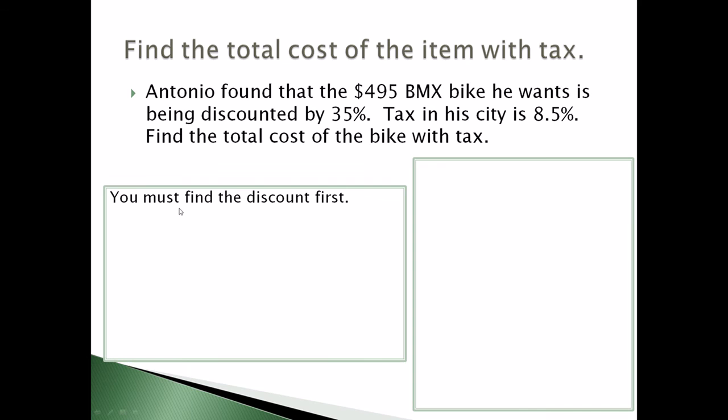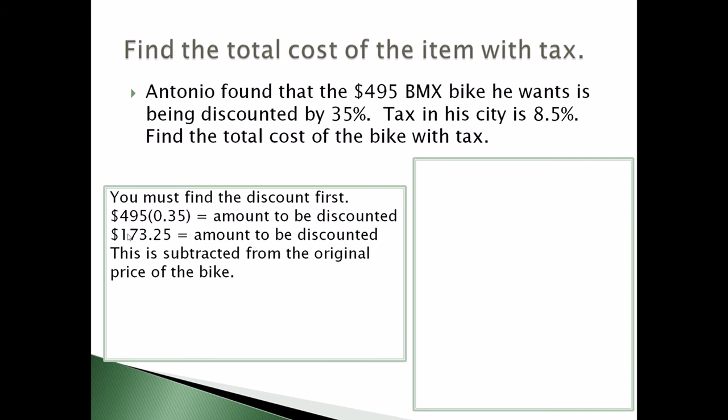All right, so we know that the discount is a percent of the price. So $495 times 0.35. That's the amount we're going to take away off the bike. So $173.25. That's the amount to be discounted. So we subtract that from the original price. And $495 take away $173 is now the new discounted cost of the bike.